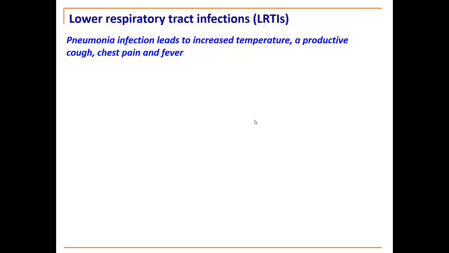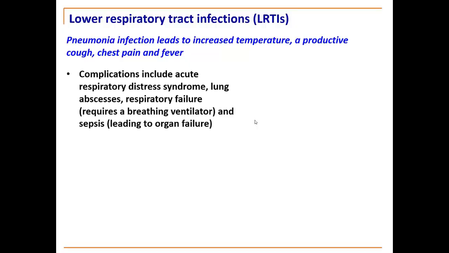So, pneumonia infection leads to an increased temperature, a productive cough, and chest pain and fever. And remember what a productive cough means. That just means you've got mucus and sputum or phlegm present. And there are lots of complications of lower respiratory tract infections, such as acute respiratory distress syndrome. And that's just where you have inflamed lung tissue with fluid in the alveoli, which obviously goes on to lead to shortness of breath, rapid breathing, and a bluish skin as you're failing to get as much oxygen into your system as you would like.